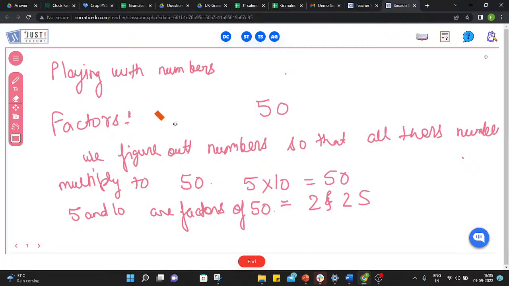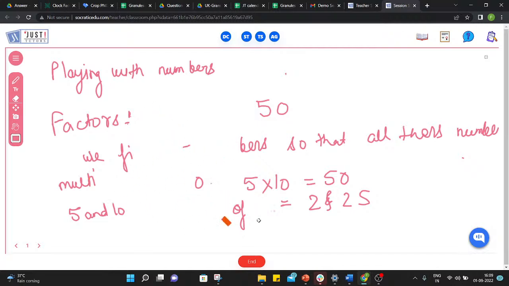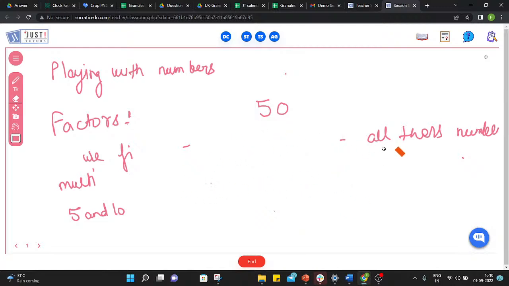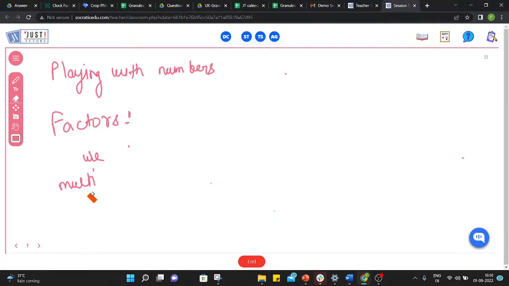Okay, so now let me just erase all of it, and let me tell you a way, and using that way we can calculate all the possible factors of 50, because we have started with 50, so we will only talk about 50 first. 50, what we will do, we will divide 50.